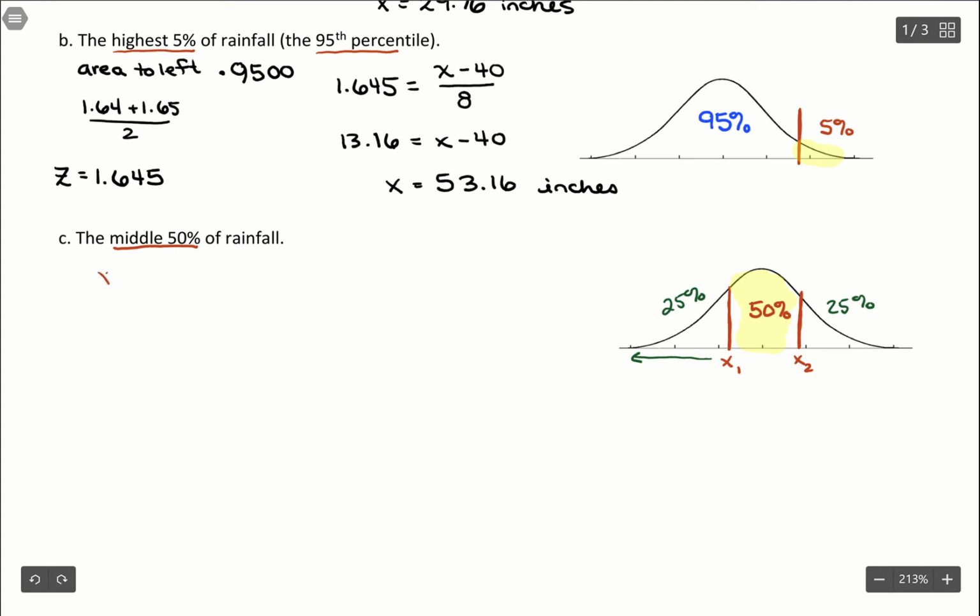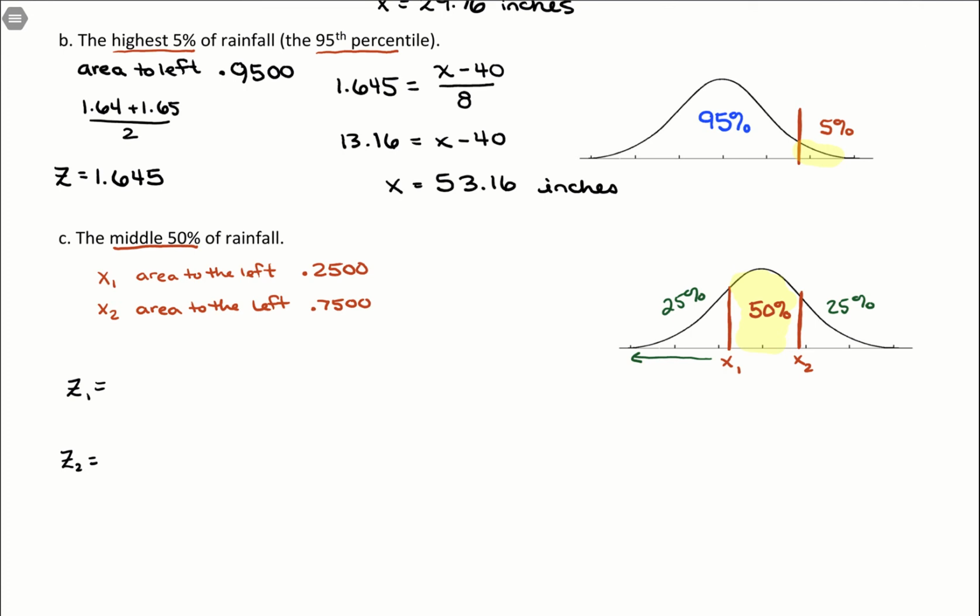So for x1, we want to find area to the left of 0.25. That's going to be the actual area. And then for our second value, the area to the left is going to be, we'll take that 50% plus 25%, so that would be 75. So we'll go searching for those two z-scores that we need. So we'll have some z-score for x1 and then some z-score for x2. So let's find that 25 first.